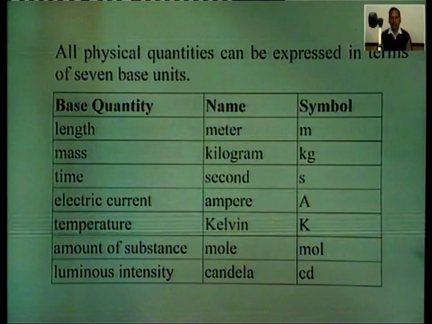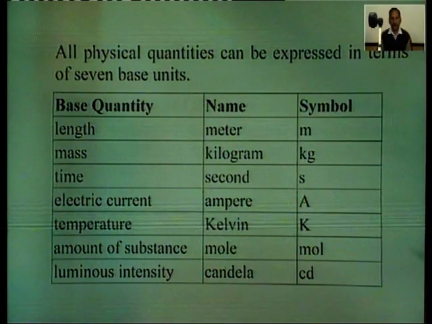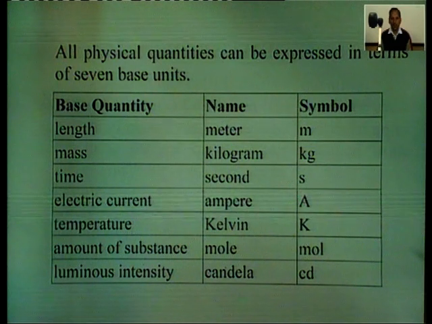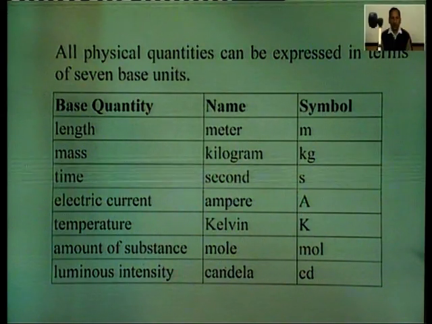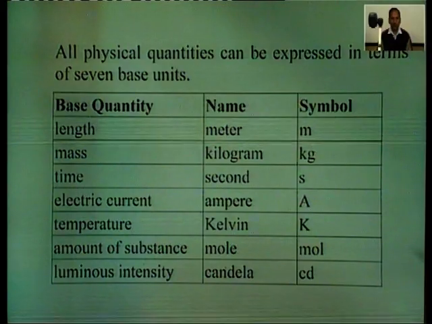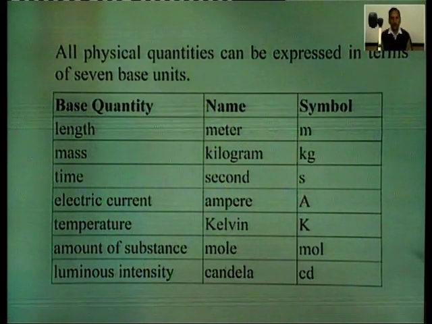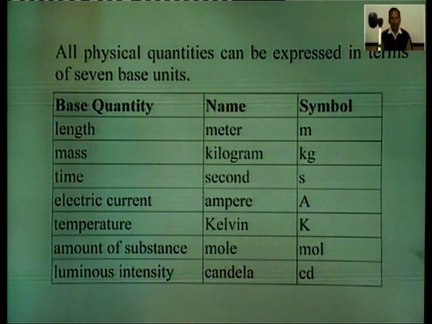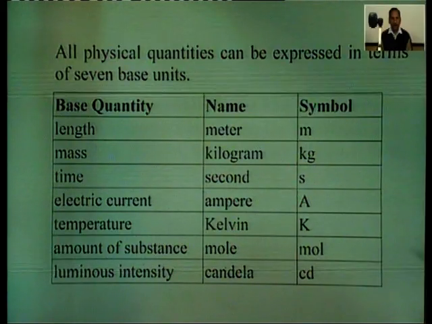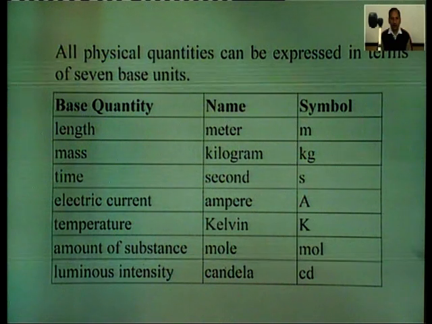All physical quantities can be expressed in terms of several basic units, as in the industrial field. So, base quantity, name, and then the symbol. If the base quantity is length, its name is meter and the symbol is small m. Similarly, base quantity is mass, name is kilogram, and symbol is small kg. Base quantity time, name is second, and symbol is small s.